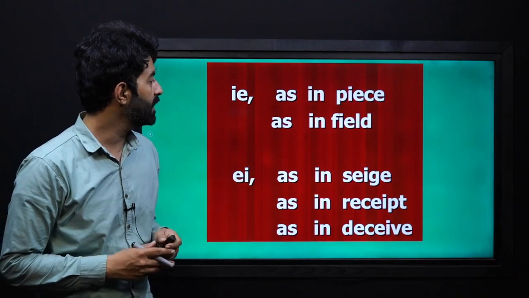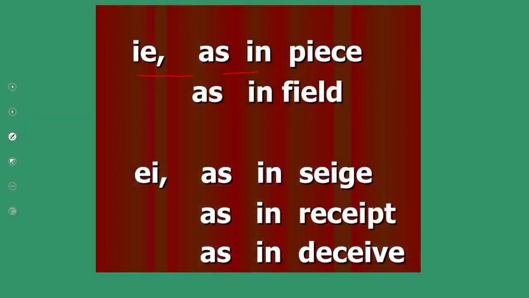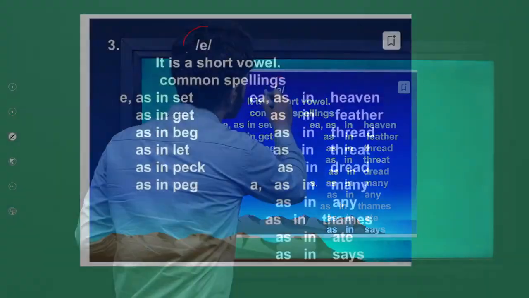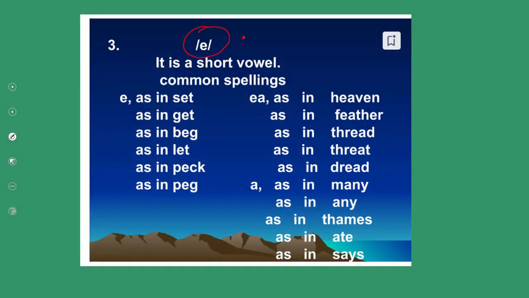Now, IE, as in peace, as in field. All these examples are also of longer vowels. Now let's talk about shorter vowels. You can see that there are no dots here. We can clearly see that it's a shorter vowel, and these are some common spellings.